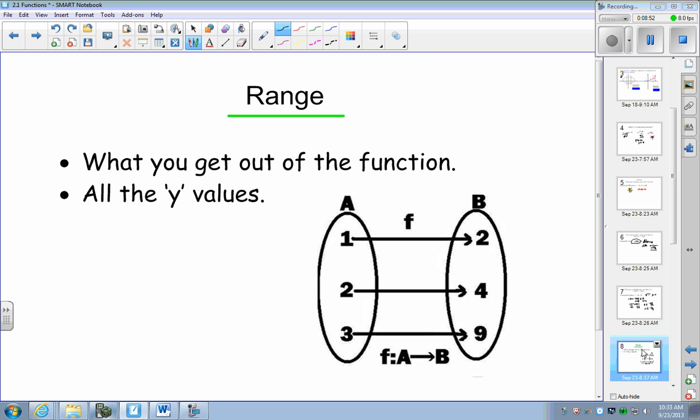All right, now that we've talked about domain, let's talk about range. And range is what you get out of the function. So here, if A was our input, our B is going to be our output, or what you get out of the function. So B is going to be our range. Another way to look at it is just like the y values that you get out of your function.